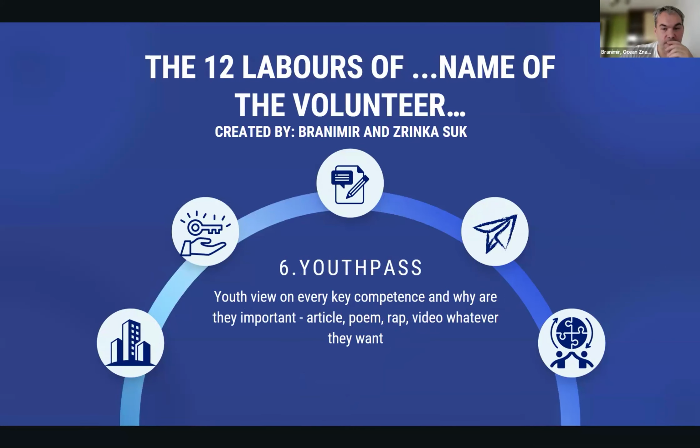The youth pass. So what is important for us here is that we talked about the 10 things, and we talked about how they get the youth pass training from us so that they can organize the 10 things they learned for the first time in the youth pass key competences, where it's important for us to get their view on the youth pass, something that's interesting, like a poem, a rap, video, whatever they want, an article. Unfortunately, we don't have this published because the person who made them didn't want it published.